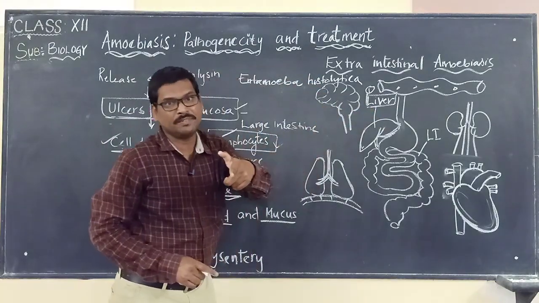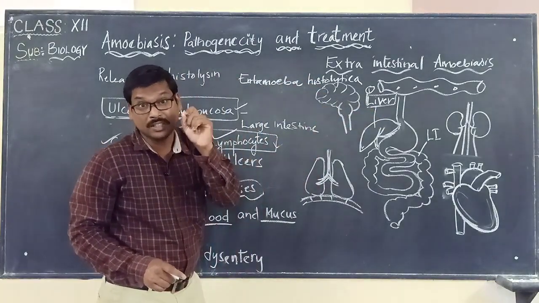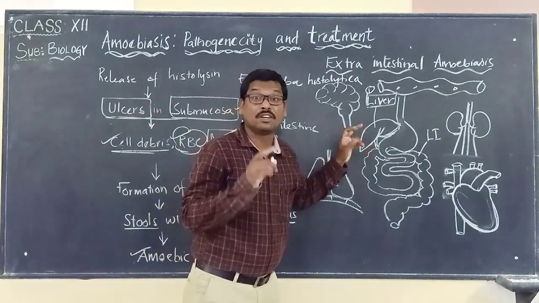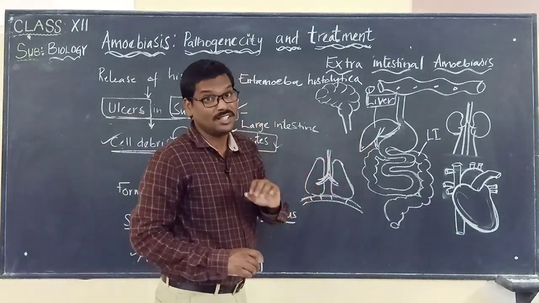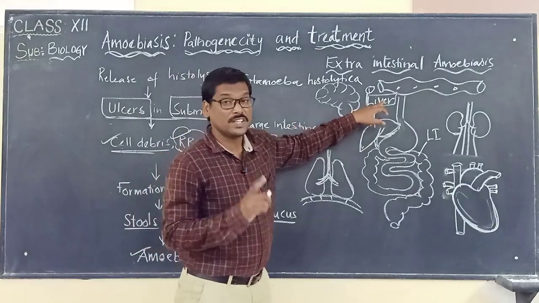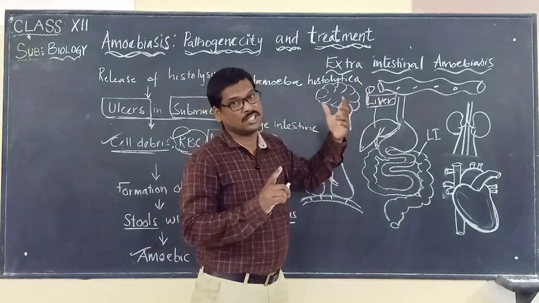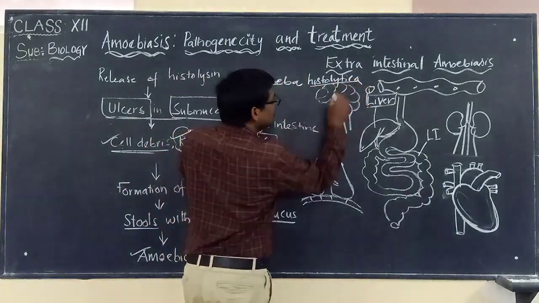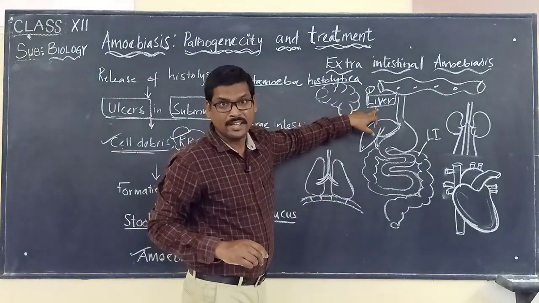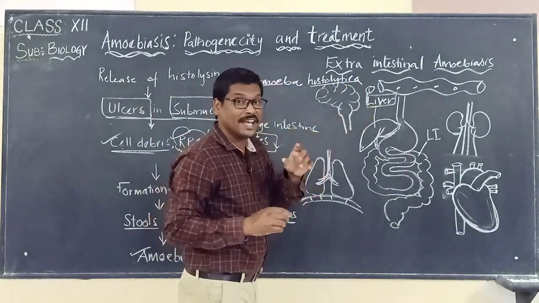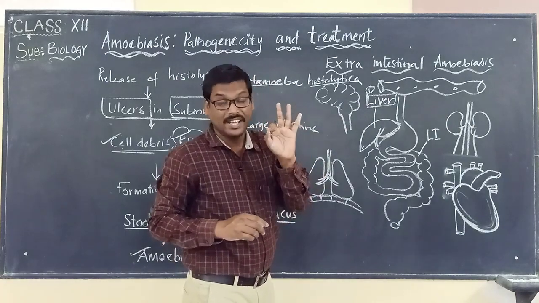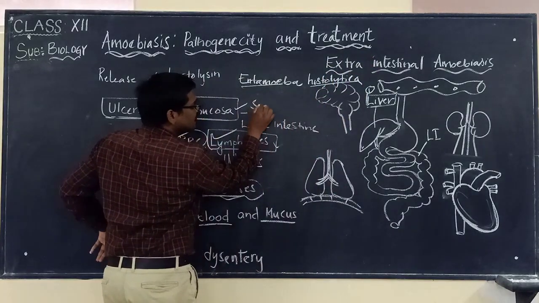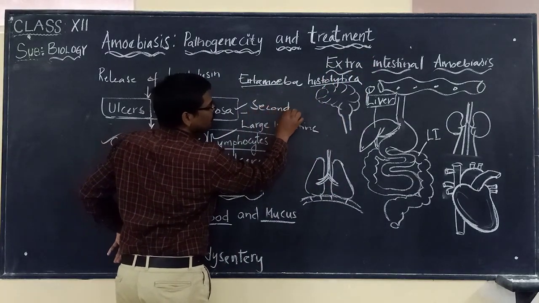So it reaches the liver, causing formation of abscesses. There also it will cause pus formation in severe cases. Here the first organ attacked by Amoeba histolytica is the liver. In such cases we call this as what? We call this secondary amoebiasis.